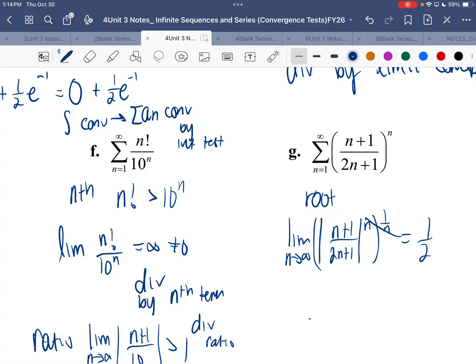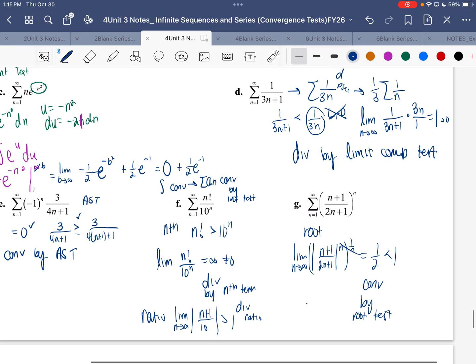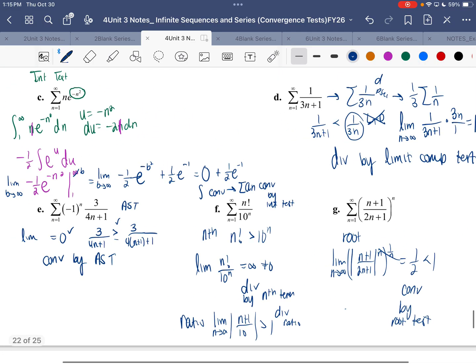This is 1/2, which is smaller than 1, which is converging by root test. Okay, we did it. Congratulations, you've made it.